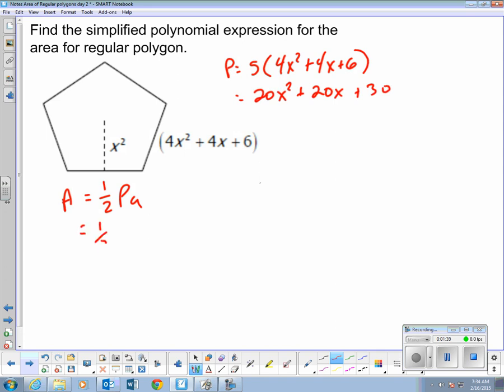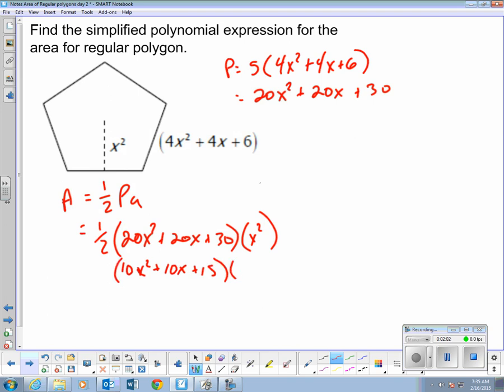So we go in here, 1/2. My perimeter is 20x squared plus 20x plus 30 times my apothem, which is x squared. Since this is a 1/2 here, I can take half of each of these numbers inside the parentheses. So that becomes 10x squared plus 10x plus 15 times x squared. I've dealt with the 1/2 now. And then I distribute, and so that's 10x to the 4th plus 10x to the 3rd plus 15x squared. And this is my simplified polynomial expression that represents the area of this regular pentagon.